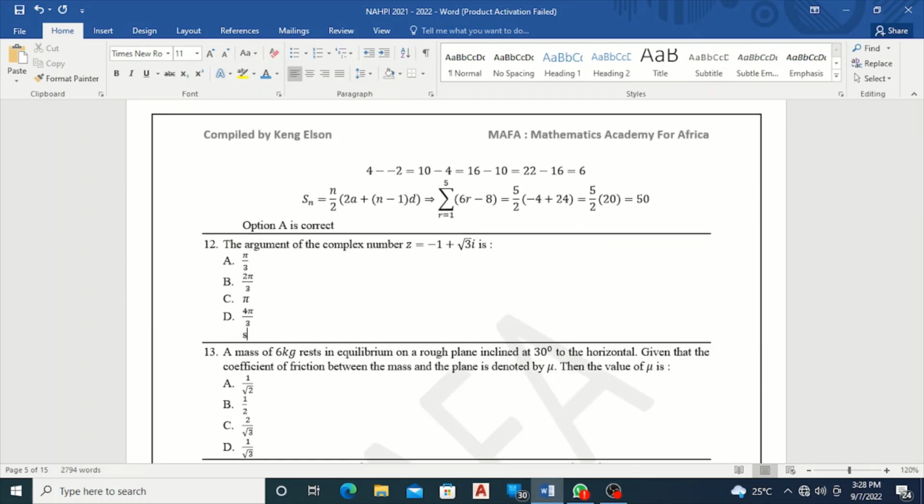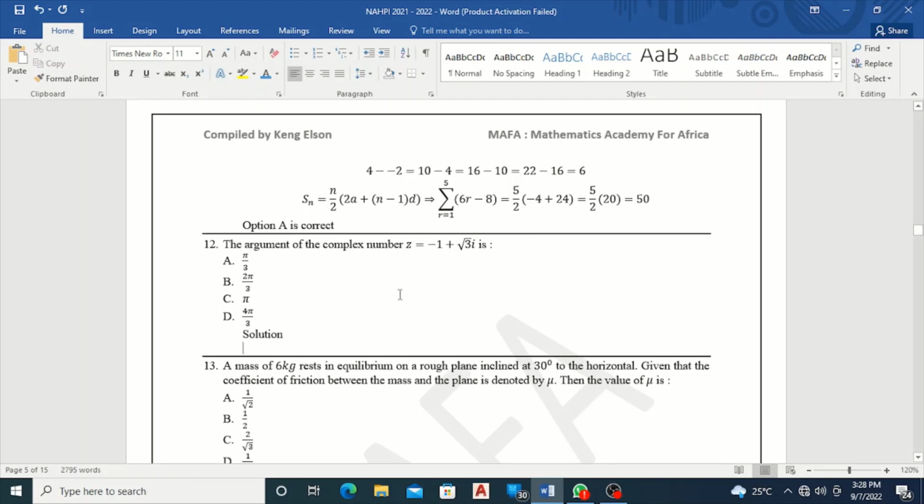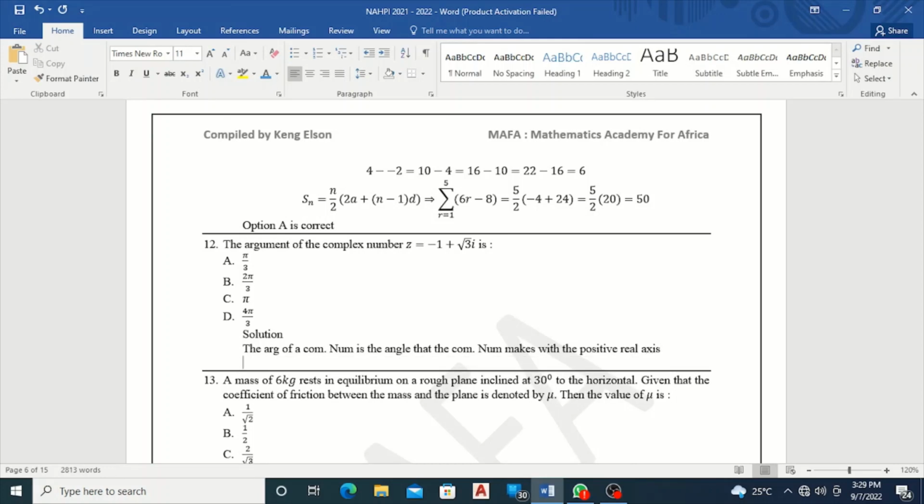Okay, next question. The argument of this complex number is... so first of all, to find the argument, let me first give you the definition. The argument of a complex number is the angle that the complex number makes with the positive real axis. Alright, so that's the argument of the complex number.